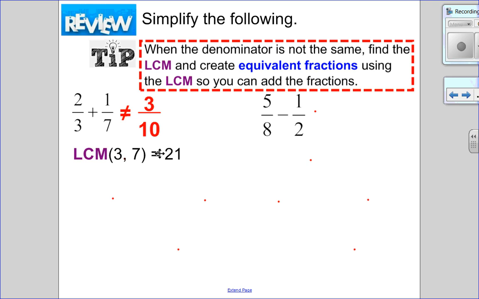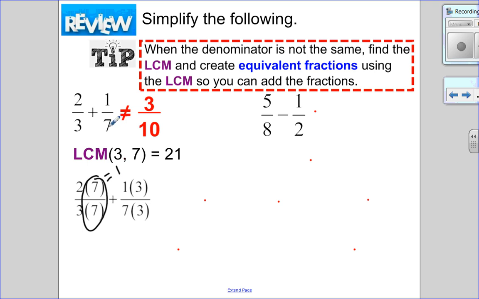Now the lowest common multiple between 3 and 7 is 21. So what I'm going to do is create equivalent fractions with 21 as the denominator. So to go from 3 to 21, I have to times by 7. So I also multiply the numerator by 7. Now, if you look at this, 7 over 7 is 1. I haven't changed the value of the question because all I've done is taken 2/3 and multiplied it by 1.